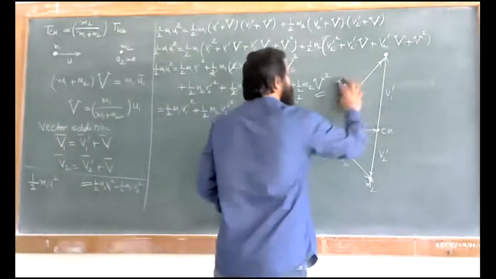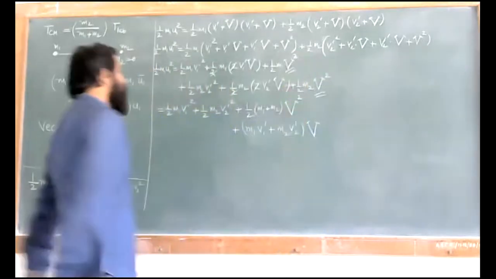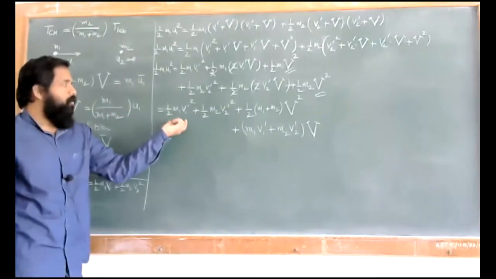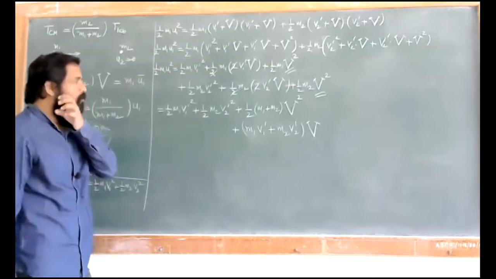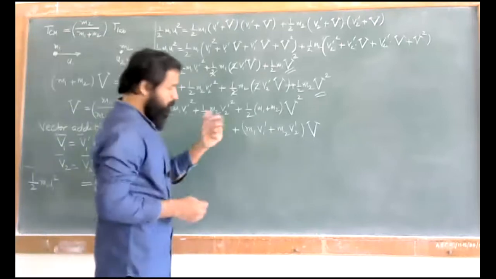I just remove this figure, so it is quite easier for us to understand. So we can have this condition: 1 half m1 u1 square is equal to 1 half m1 v1 dash square plus 1 half m2 v2 dash square plus 1 half m1 plus m2 into V square, multiplied by, you can have that condition in terms of V square.